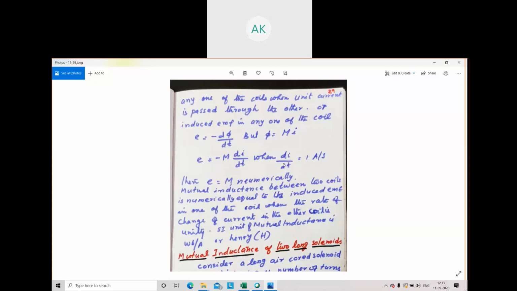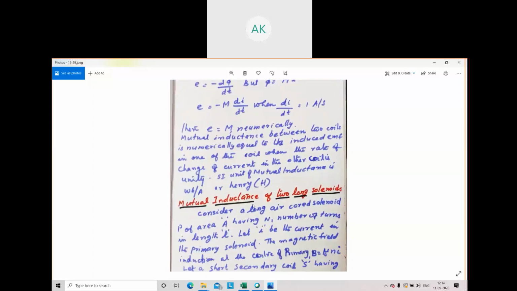When current changes at the rate of 1 ampere per second in the other coil, the EMF induced in the neighboring coil is equal to the mutual inductance. So E equals M. Mutual inductance between two coils is numerically equal to the induced EMF in one of the coils when the rate of change of current in the other coil is unity. The unit of mutual inductance is Weber per ampere, same as self-inductance. It is Henry, named after the scientist, and denoted with the capital letter H.